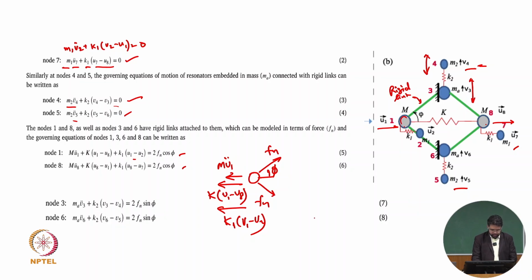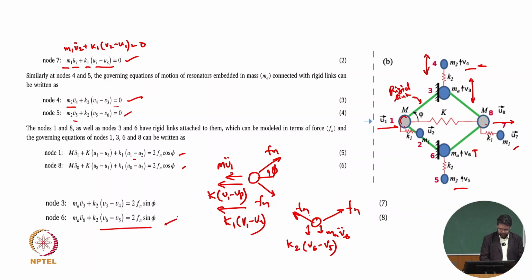And similarly, once we are writing for node 3 and 6, here also we are having Fn force, and this movement is in the upward direction, so that will give the inertia force in the downward direction, that is v6 double dot, and we will have the spring stiffness k2 into v6 minus v5. So we can see that way we can write the complete equation of motion.